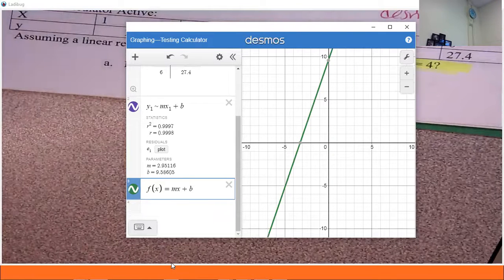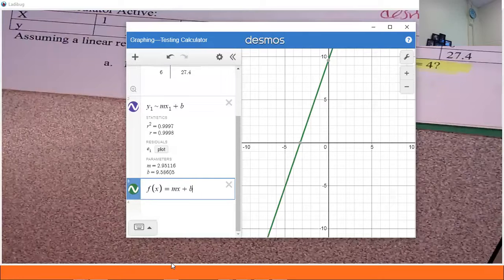F parentheses x equals mx plus b. F parentheses x. Okay, so you also need one, that's the one. Y1 tilde mx plus b. Good. Okay, that'll work. Good.